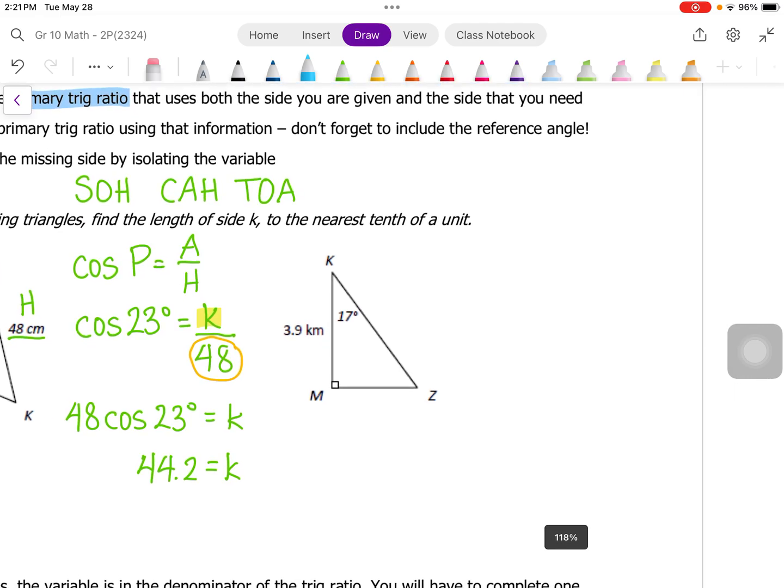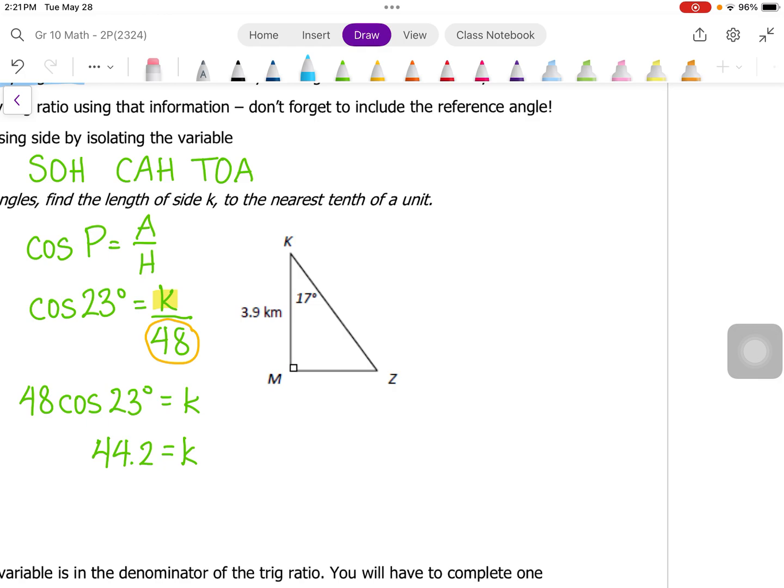Okay, we'll take a look at another question over here. So once again, we want to find side length K. That is opposite from angle K, so that's over here. Now the pieces of information that I have: I know angle K, and I know the adjacent side to that. So K is opposite from angle K, and across from the right angle is where the hypotenuse is going to be. So we don't have that piece of information. So our third side here that we do know is the adjacent.